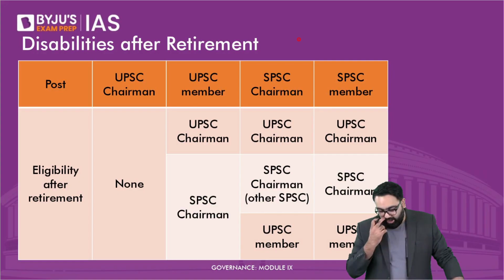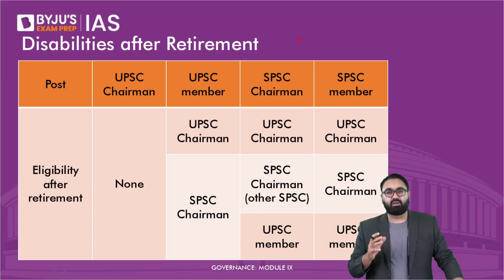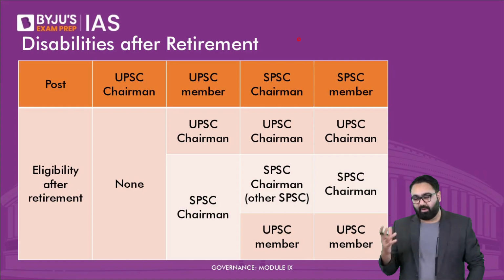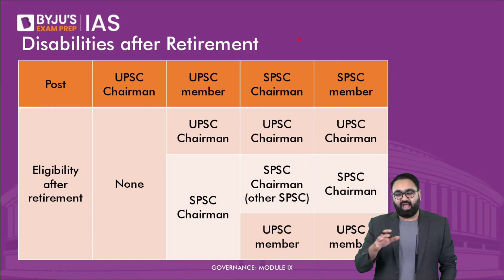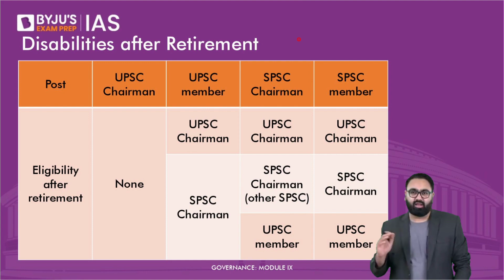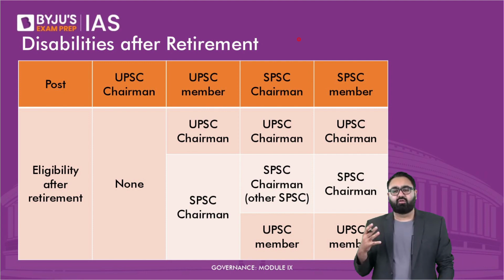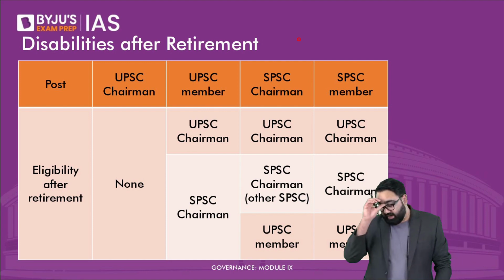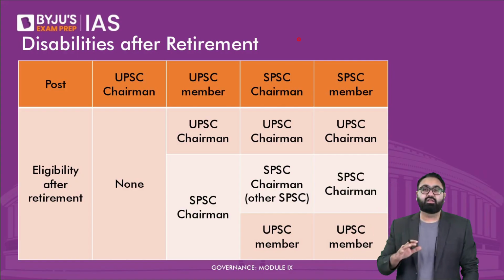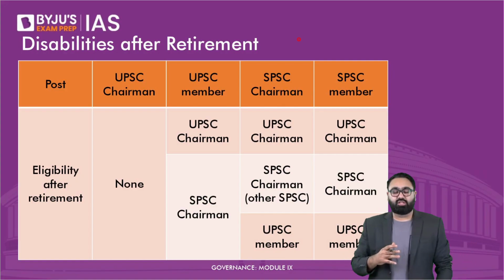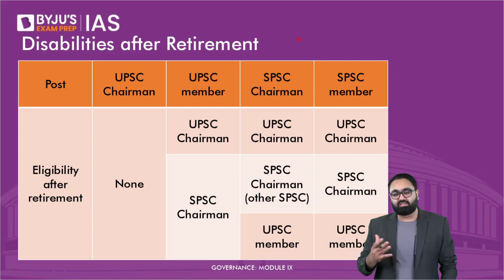If you look at your M. Lakshmikant book, it has a chapter on UPSC, it has a chapter on state public service commissions. They have given this information in the form of a paragraph, which becomes more difficult for you to understand. So what I have done here is I have converted this into a form of a table so that it is easier for you to understand. What is the table all about?